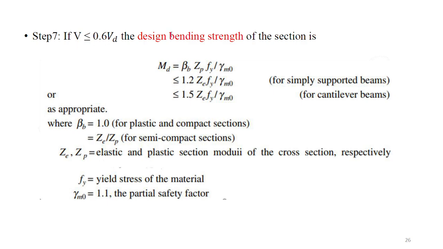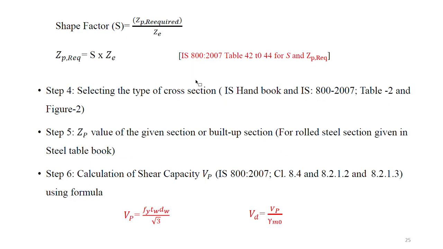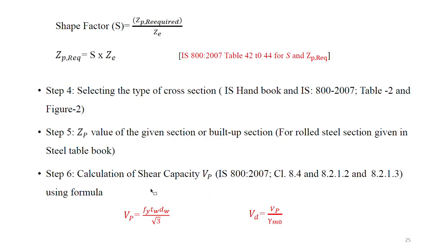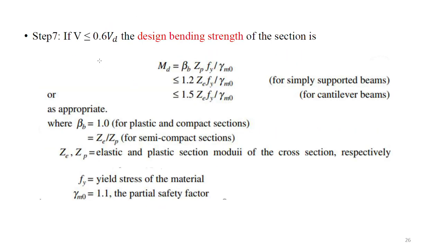Okay, the design bending strength of the section will be calculated by using this formula. They have given this equation in section 8.2.1.2. Md is equal to beta b into Zp into Fy by gamma m0. If the shear force V value is less than or equal to 0.6 times Vd, then the design bending strength of the beam will be calculated by using this formula.